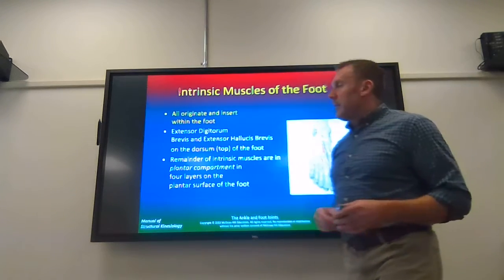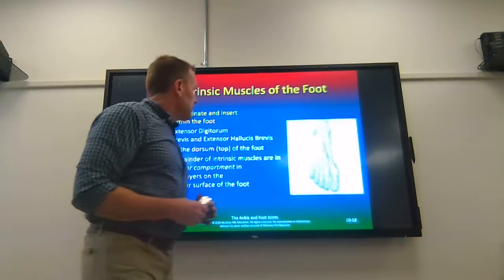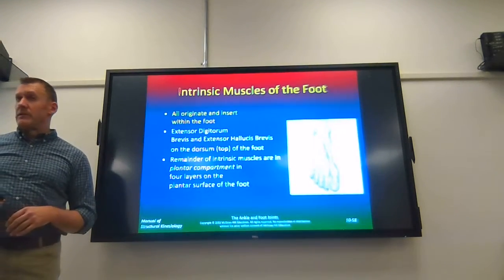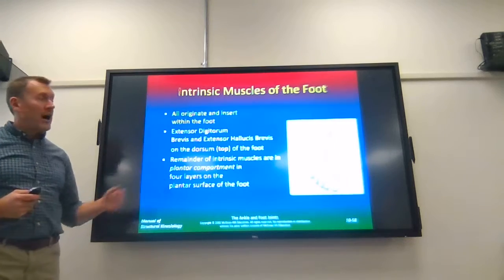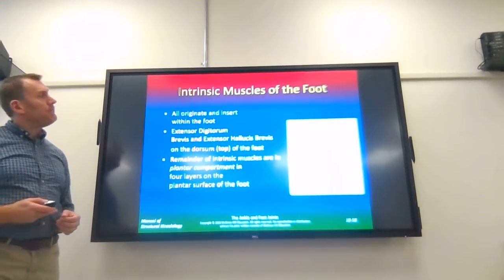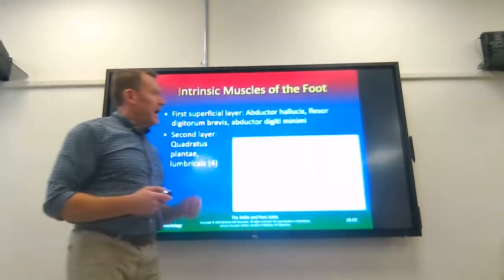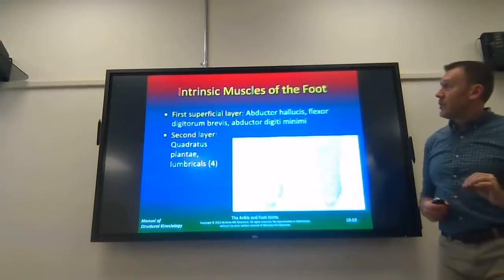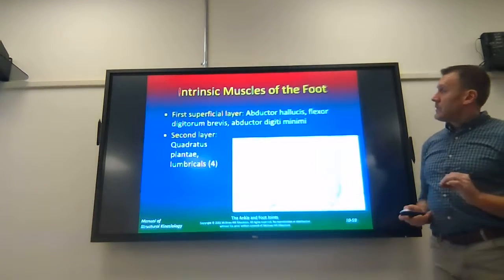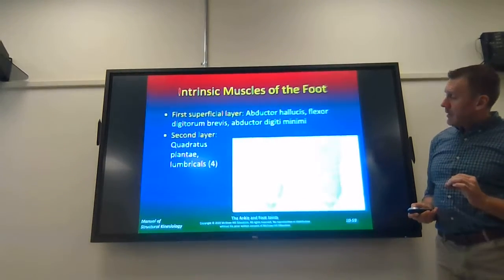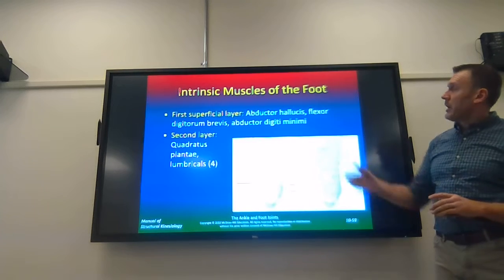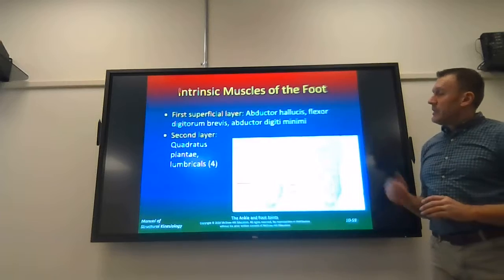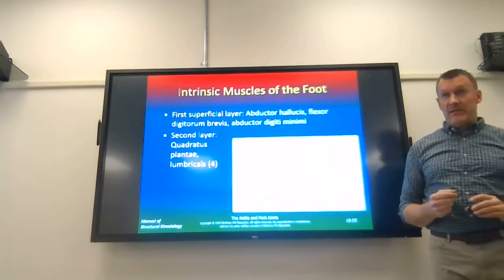Okay, so as noted here, the remainder of the intrinsic muscles are in 4 layers on the plantar surface. So plantar surface, that's the bottom of the foot. Just underneath the plantar fascia, we have this first superficial layer. I'm just going to highlight these in red: adductor hallucis, flexor digitorum brevis, abductor digiti minimi.